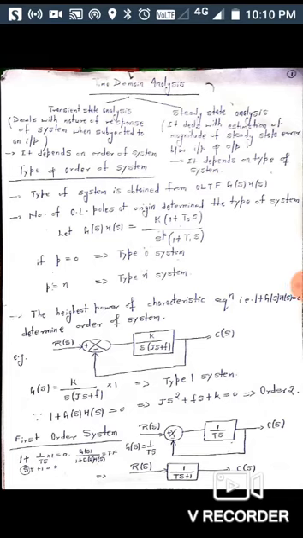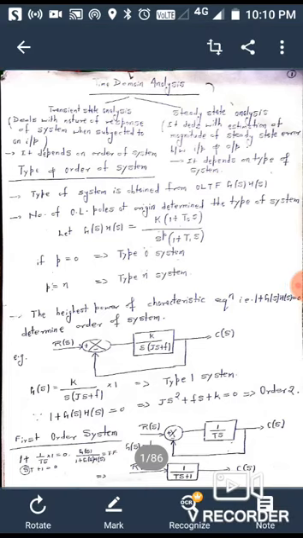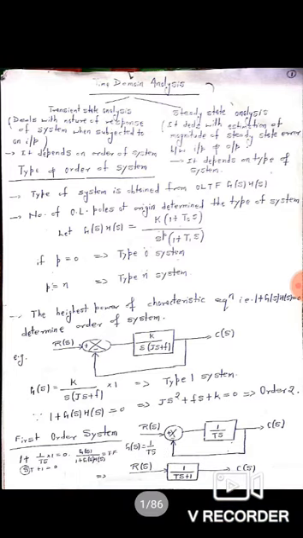Today's topic is time domain analysis. In time domain analysis, there are two types of analysis: transient state analysis and steady state analysis. In transient state analysis, we deal with the nature of the response of the system when subjected to an input. आप क्या इनपुट देंगे, उसके करस्पॉन्डिंग जो भी आउटपुट आएगा उसका नेचर क्या होगा. And the transient state analysis depends on the order of the system.